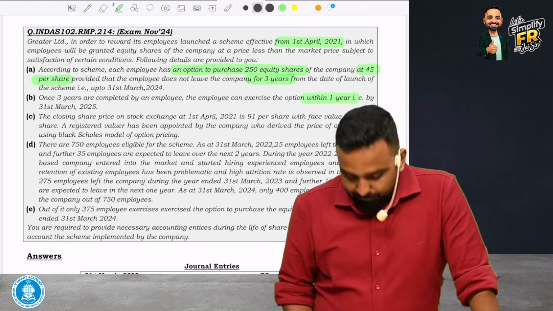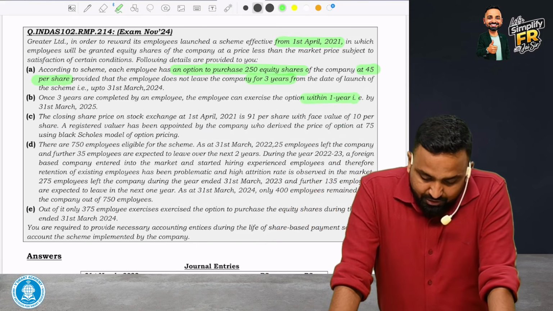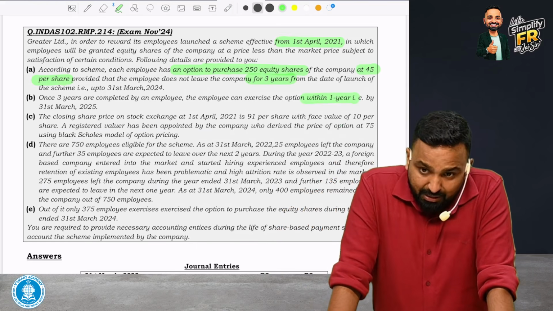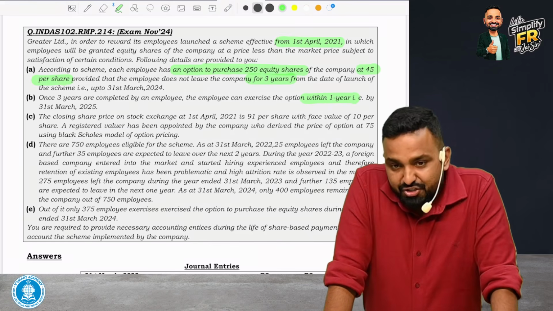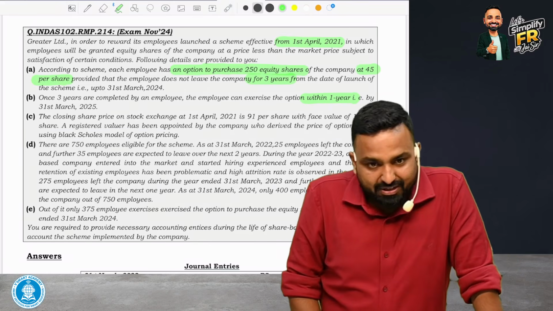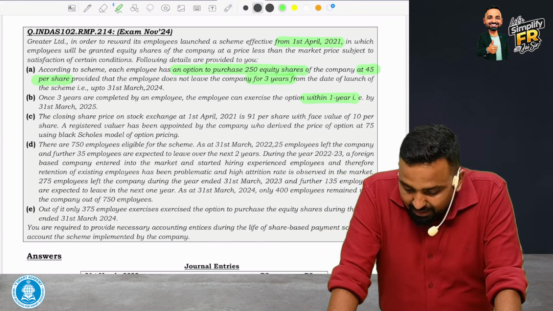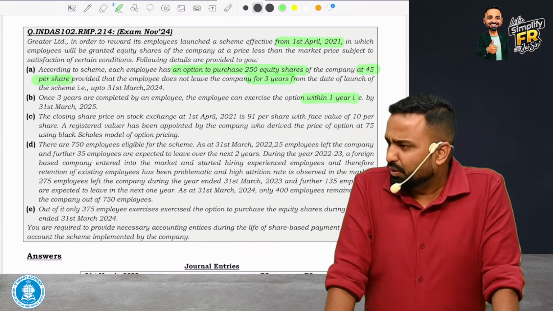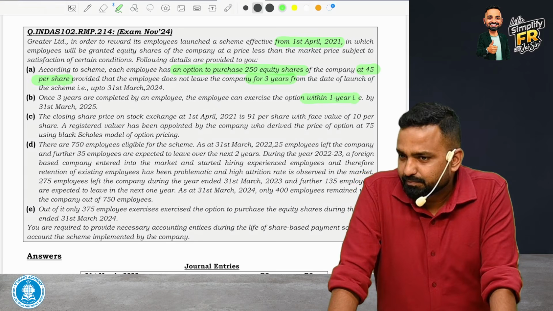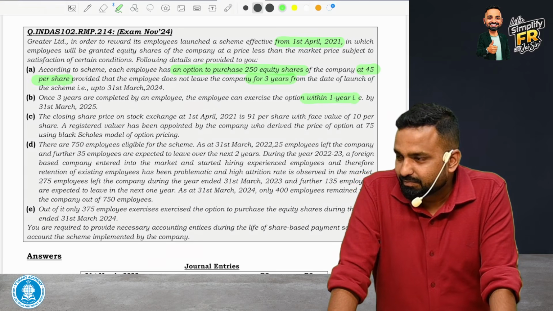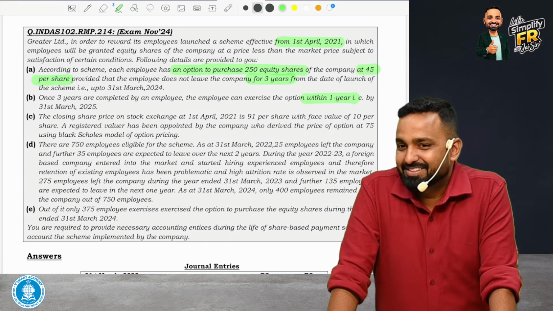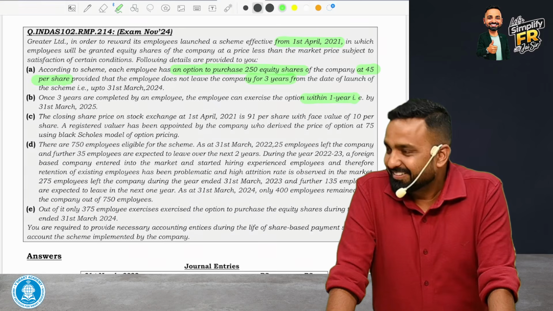Exercise period. The closing share price on the stock exchange on 1st April 21, that is the grant date, is 91 per share with a face value of 10. What is 91? It's not a fair value, it is market price. Fair value is still not there.